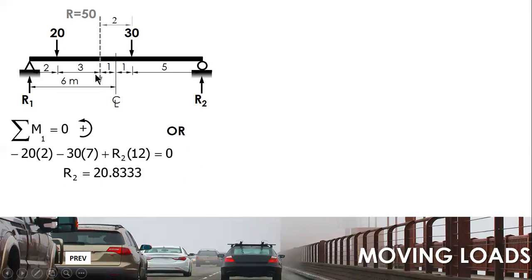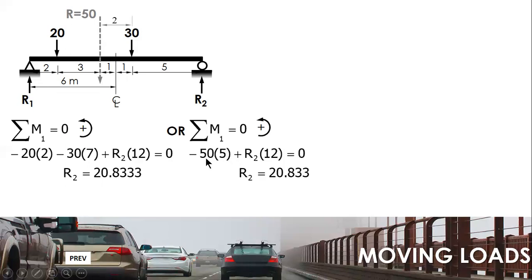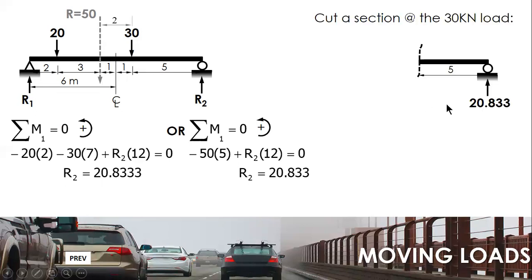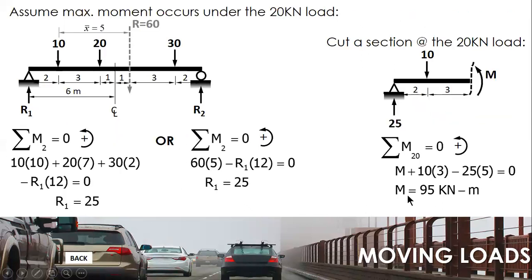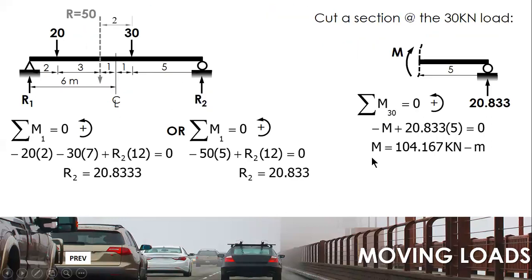Or, the resultant, 50 times 5. So first R2, and then the cut, the moment, first the reaction. We get 104.167. Check this under 20. The moment under 20 is only 95. So it is bigger. Indeed, you were correct earlier that the maximum moment is usually under the biggest load. And since the biggest load is 30, the maximum moment is here.